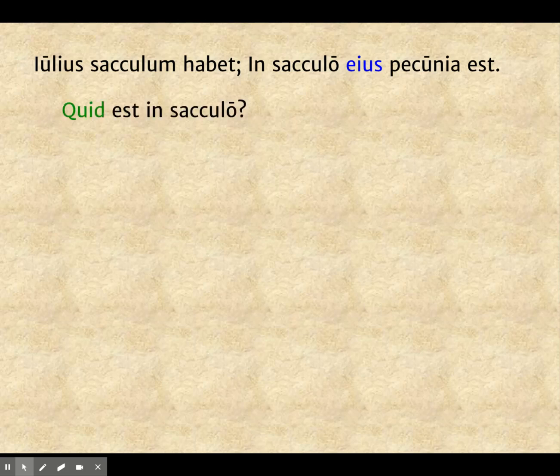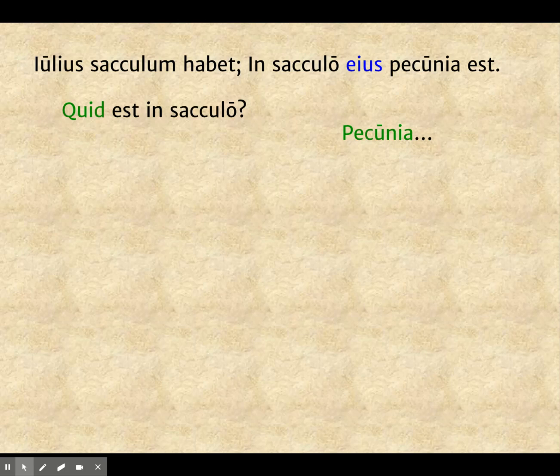So, quid est in saculo? Notice I'm not asking quis. In this case, it's not a person, it's a thing. So, quid est in saculo? Hopefully you said pecunia. Pecunia est in saculo.